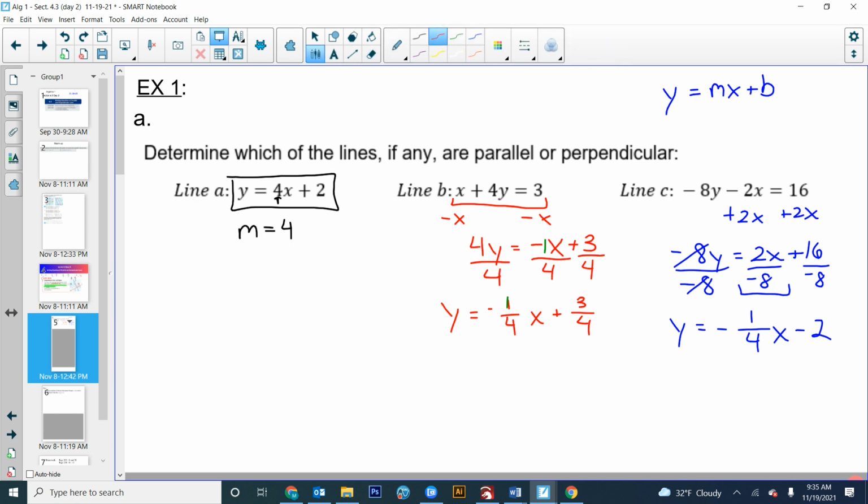Well, it's time to go back and look at the slopes because all we need to know about parallel or perpendicular are the slopes. Parallel, same slope. Perpendicular, opposite reciprocal. Well, the slope of this red one, let's go with Matthew. What's the slope of the red one? Would be negative 1/4.